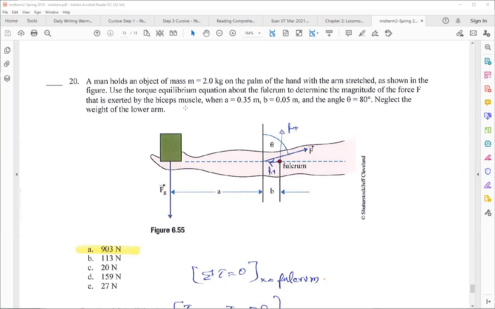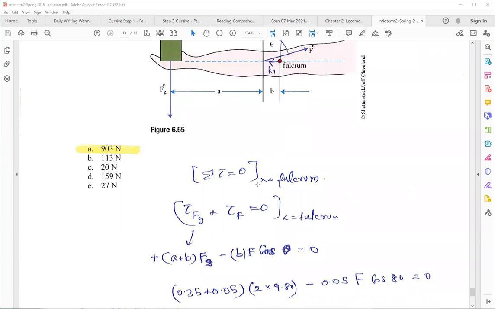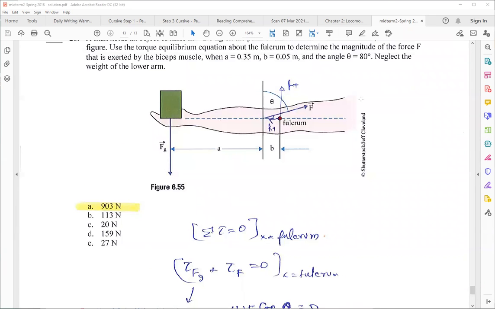Now here, in this case, we're looking at the system in equilibrium. So net torque equal to 0. Now what are the torques acting on this system? So you have the torque coming from the weight. This torque will want to cause the arm to rotate counterclockwise, while the torque is coming from the force F in the muscle, in the forearm.